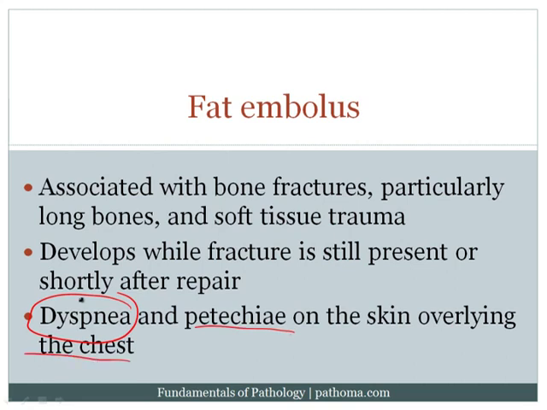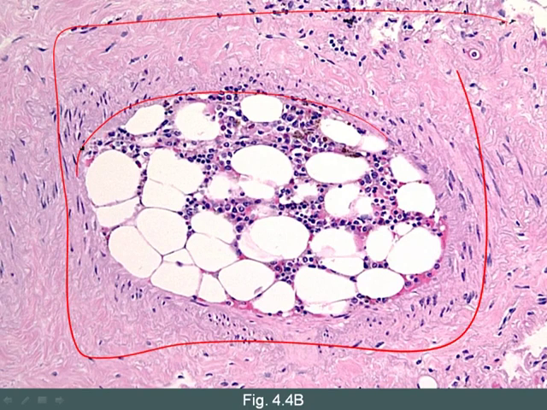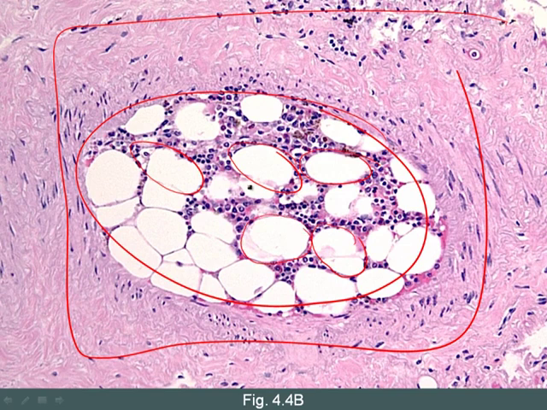And the reason they get dyspnea is because the classic location for a fat embolus is the blood vessels of the lung. So the fat basically goes to the blood vessels of the lung and then gets lodged in those blood vessels. Here's a classic picture of a fat embolus. Clearly this is a blood vessel here. This center area represents the lumen of the blood vessel, and we can see that this lumen is occluded by all these circular spaces which basically represent fat. So this would be an example of a fat embolus.